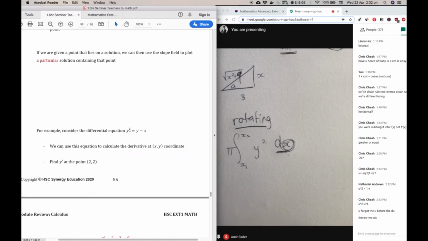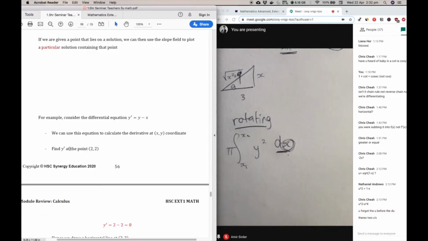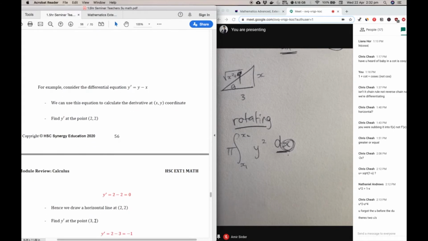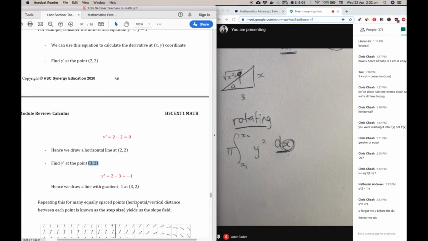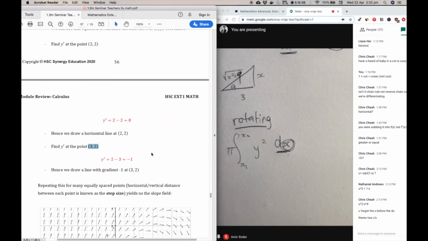So let's look at the differential equation y dash equals y minus x. We can use this equation to calculate the derivative at xy coordinates. So let's find y dash at the xy coordinates (2, 2). So you sub in 2, and you can see y dash is actually equal to 0. So we draw a horizontal line at (2, 2). Repeat it again for (3, 2), and then again at multiple different locations.